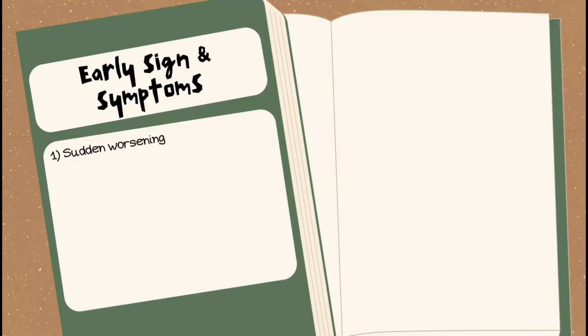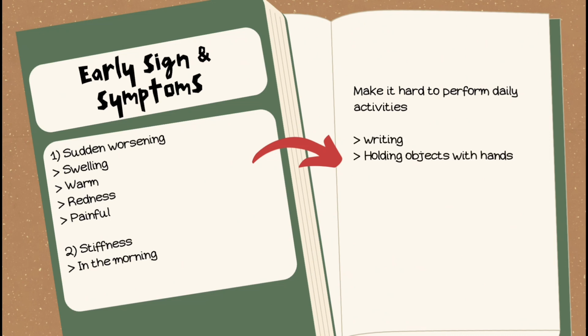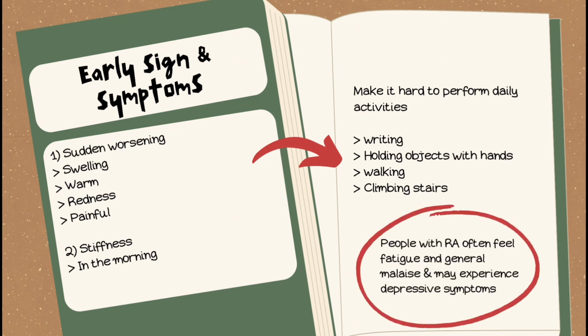Early signs and symptoms typically involve sudden worsening of the joints, including swelling, warmth, redness, and pain on the affected site. The person also feels stiffness, especially in the morning. These subsequently make it hard to perform daily activities, for example, writing, holding objects with hands, walking or climbing stairs. Note that people with rheumatoid arthritis often feel fatigue and general malaise, and may experience depressive symptoms since it can affect mood.